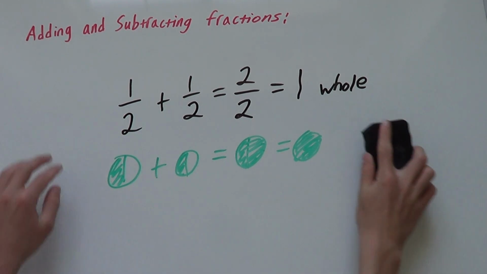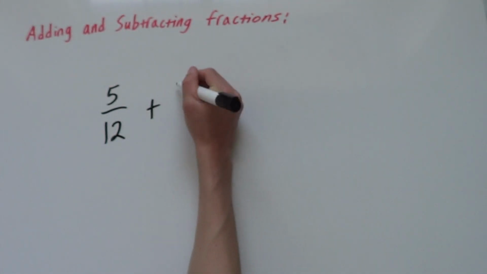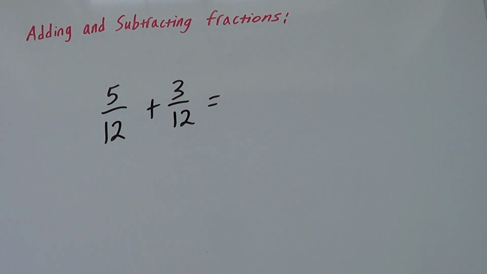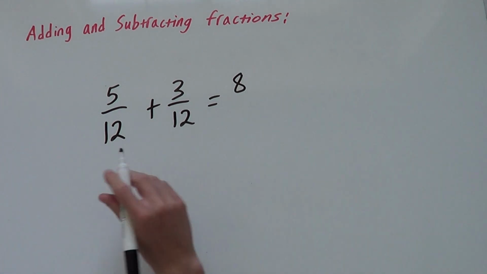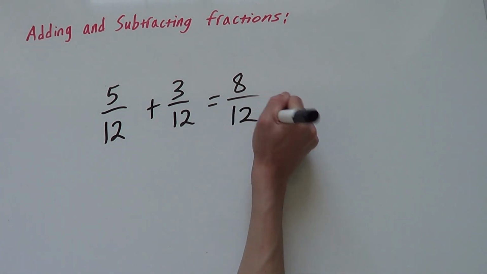Let's look at another example. If we have 5/12 plus 3/12, remember we add the numerators and keep the denominator the same. So this gives us 5 plus 3, which is 8 over 12.